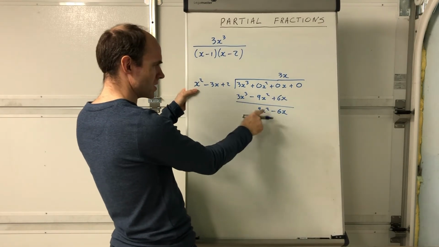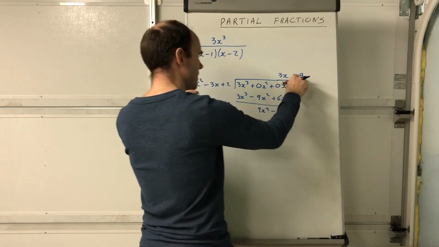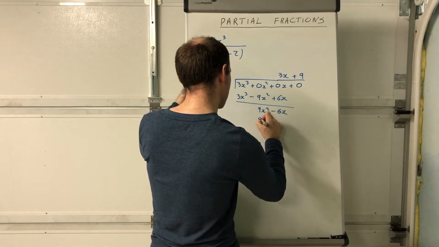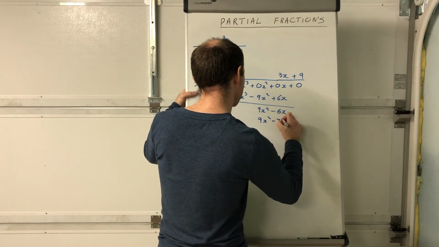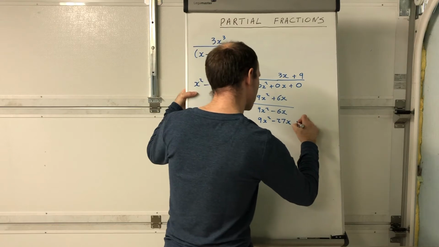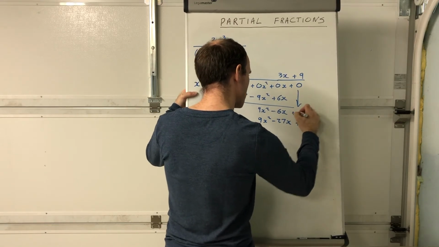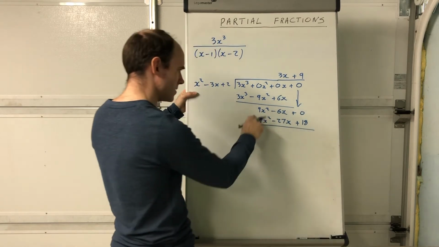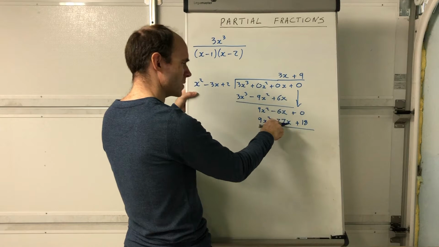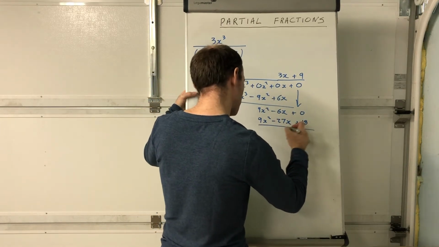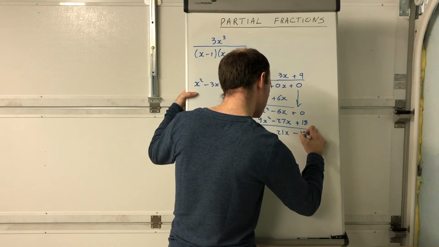x squared times 9 gives me 9x squared, so that could be plus 9 there. And then 9 times all of that, so 9x squared, subtract 27x plus 18. Let's just put in plus 0 there, shall we? Find the difference between that, 0, and then negative 6 plus 27, so 27 subtract 6, 21x, and then subtract 18, okay?